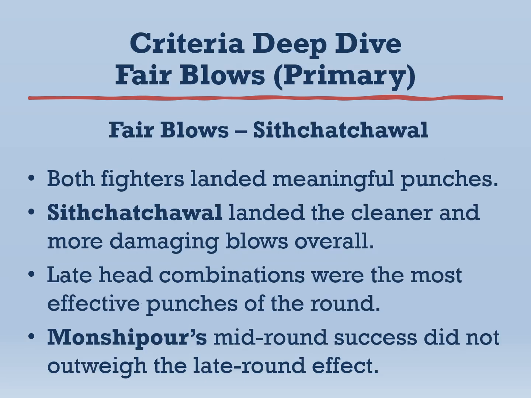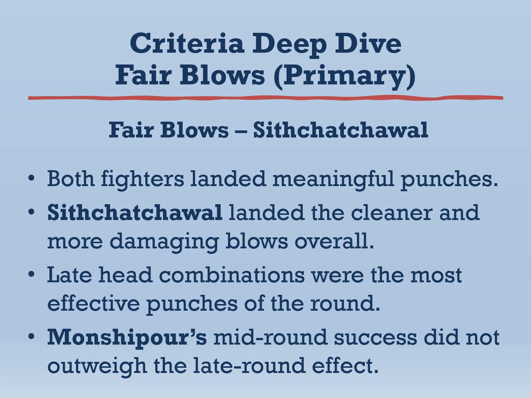Both fighters land meaningful punches, but Sithchatchawal lands the cleaner and more damaging ones overall. His head combinations at the end of the round are the most effective blows of the round. Monshipour scored well mid-round, but that work does not outweigh the late round effect produced by Sithchatchawal.